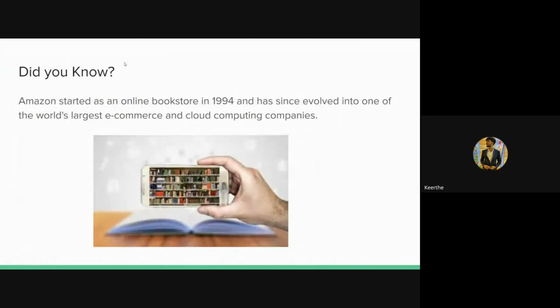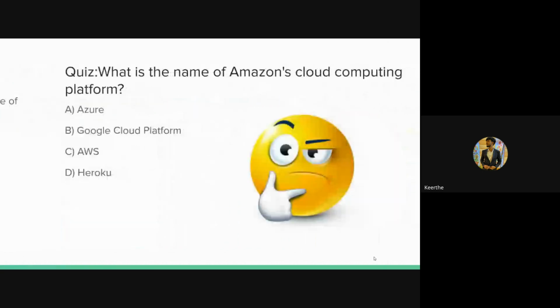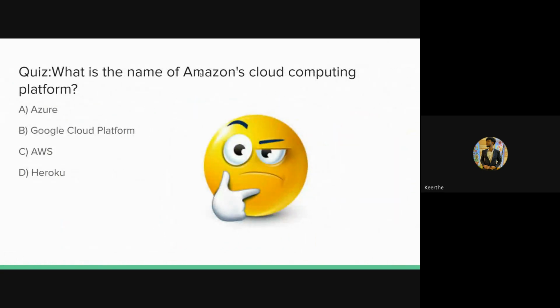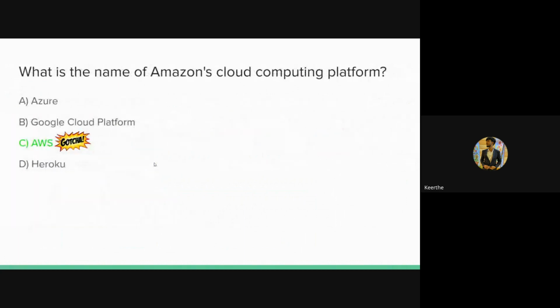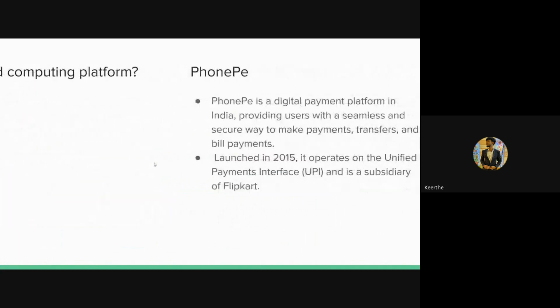As I said, Amazon started as an online bookstore in 1994, and it evolved into the largest e-commerce and leading cloud computing service company. Okay, what is the name of Amazon's cloud computing platform? A. Azure, B. Google Cloud Platform, C. AWS, and D. Oracle. Answer is AWS, Amazon Web Services.